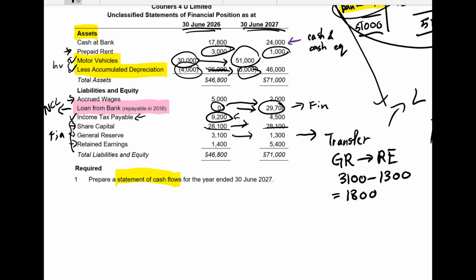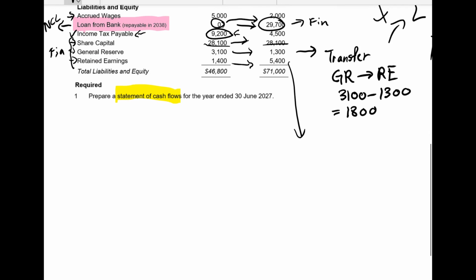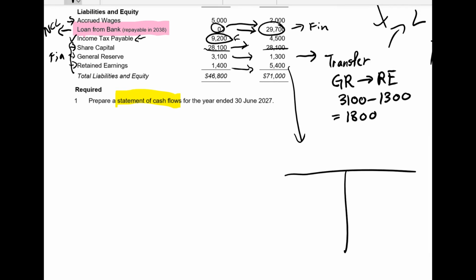Okay, so for retained earnings, your retained earnings has increased from 1,004 to 5,004. So you need to reconstruct the T accounts for retained earnings just to find out how much dividends you have declared and paid during the year. So same thing, retained earnings is an equity, so the BD will be on the credit side. So BD is 1,004, CD will be 5,004.